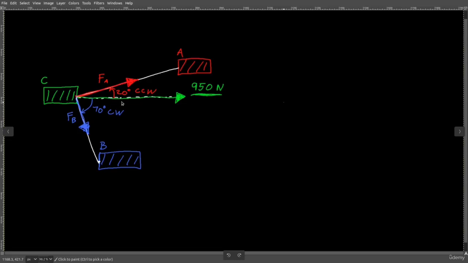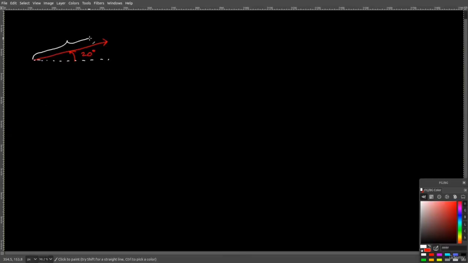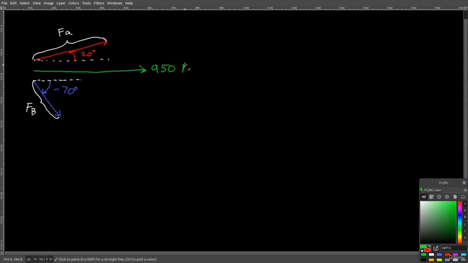And we know that their directions are 20 degrees counterclockwise and 70 degrees clockwise respectively. And we also know that in total, car C needs to experience 950 newtons of force along the straight road. And in order to make that happen, we need to find this vector magnitude Fa and this vector magnitude Fb. In other words, these two vectors here, they have to produce 950 newtons in this direction.